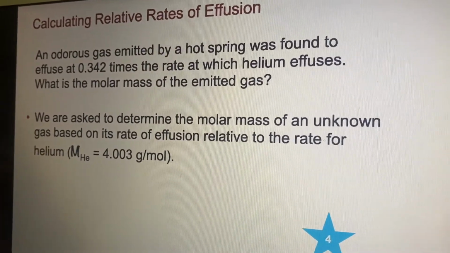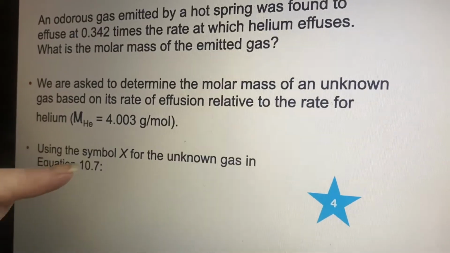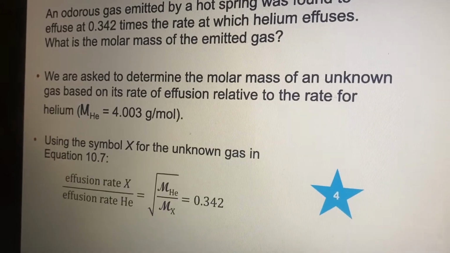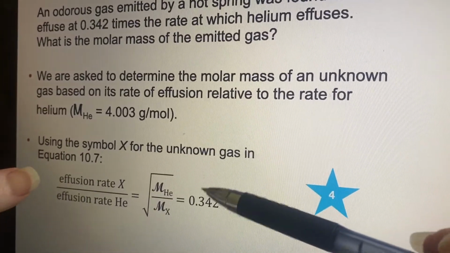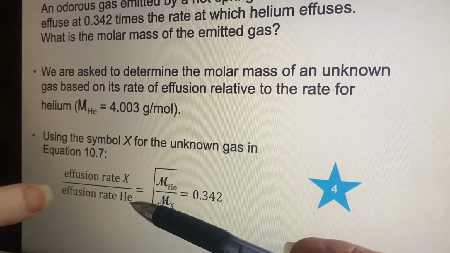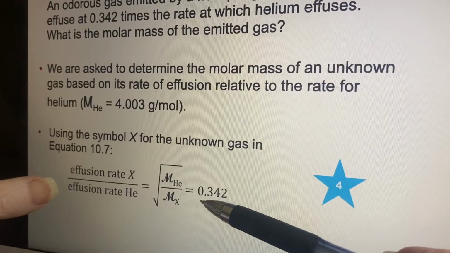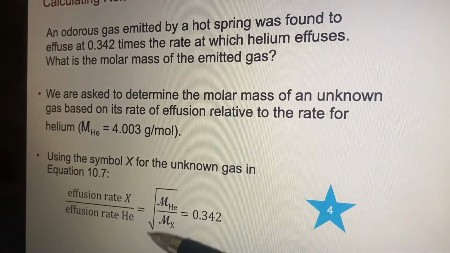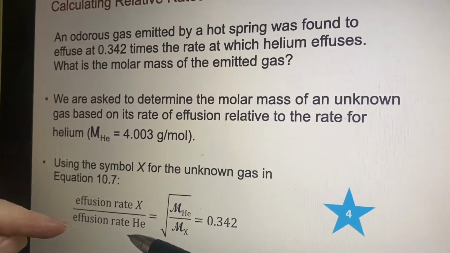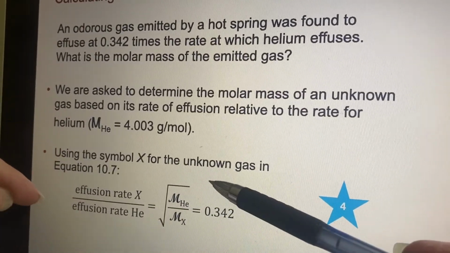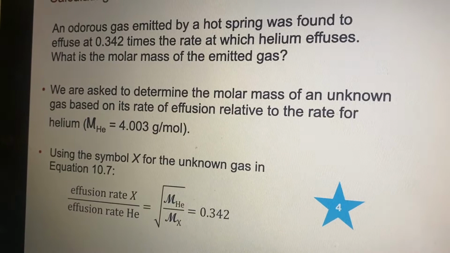That will help me because I have a formula I can use, and I don't know what X is. I don't know what that mass is going to be, but that's okay. I'll put it into the equation, and I will discover that I can write this down, the rate of X compared to the rate of helium. That's the 0.342 they were talking about because they were saying times the rate at which helium, okay? So this would be 0.342 times the helium rate, right? So that's how we've set this up, and then we'll just continue on and fill it in a little bit, all right?